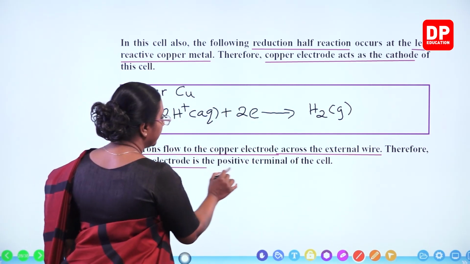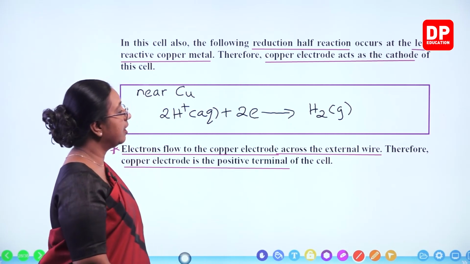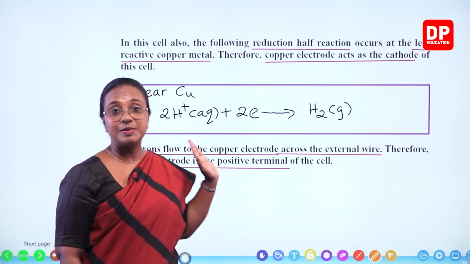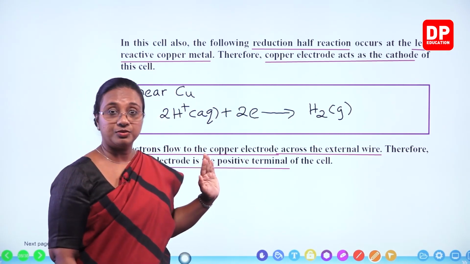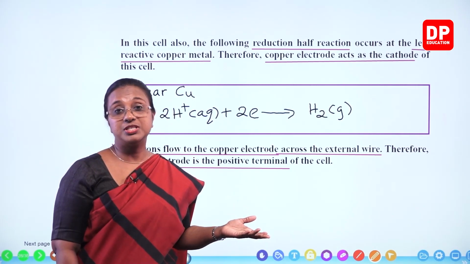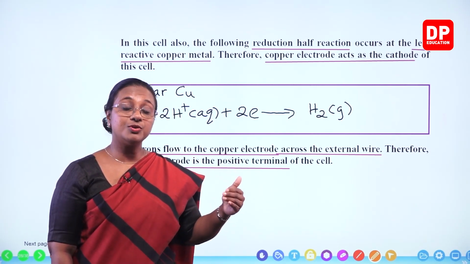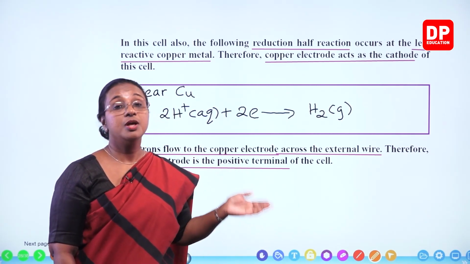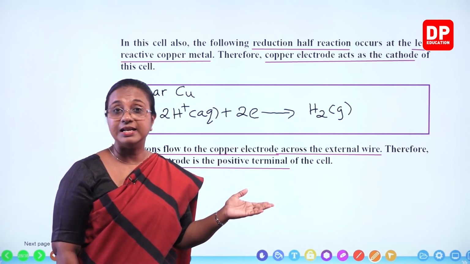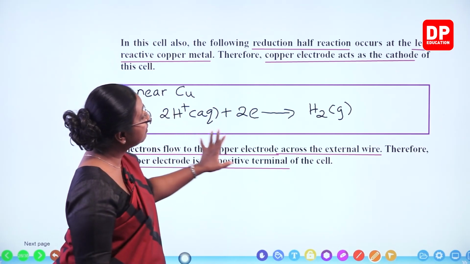Therefore, the copper electrode is the positive terminal of the cell. So students, this is how the reaction takes place at the copper electrode. The copper electrode becomes the anode and it is positively charged. So current flows from anode to cathode, positive electrode to negative electrode. That is copper to iron here. So those are the reactions.